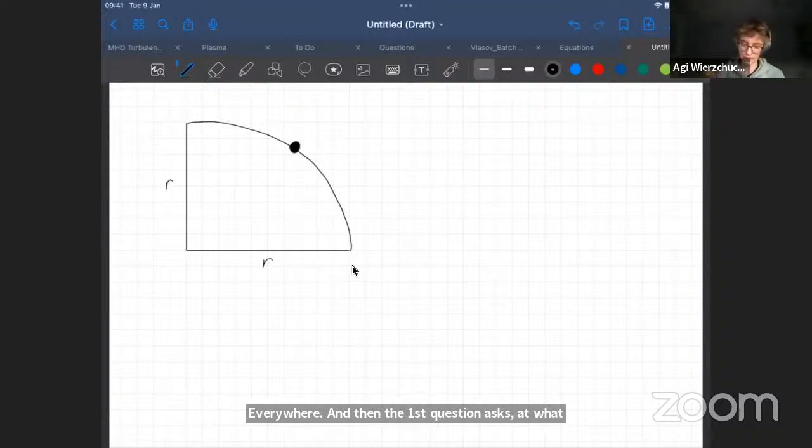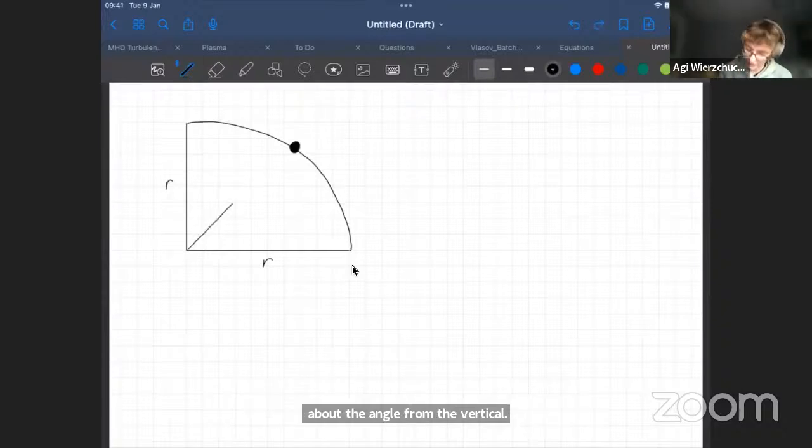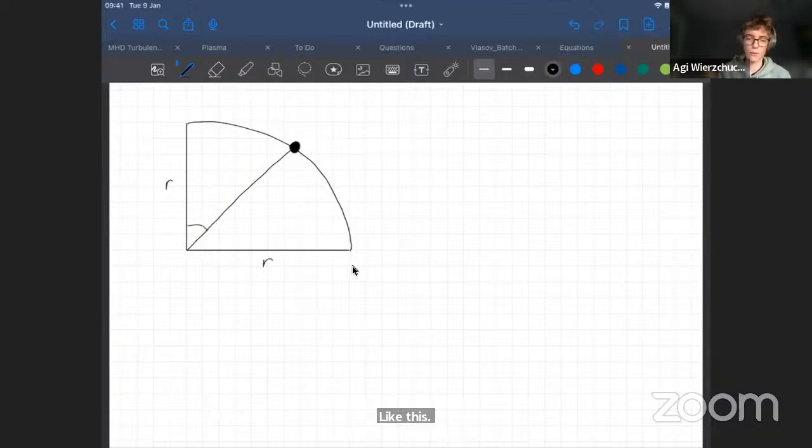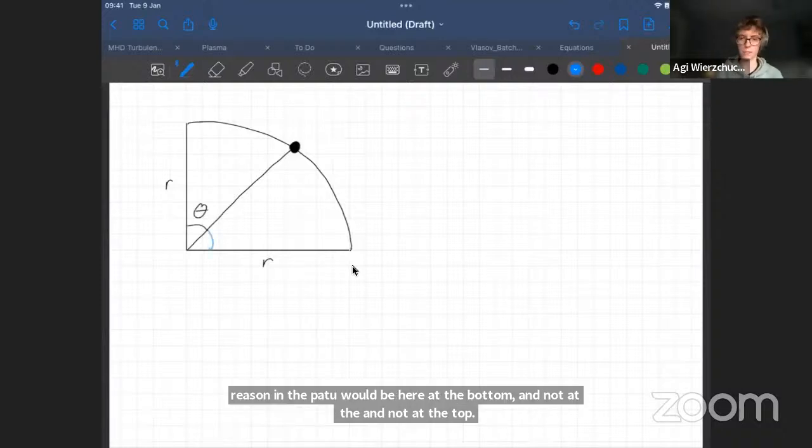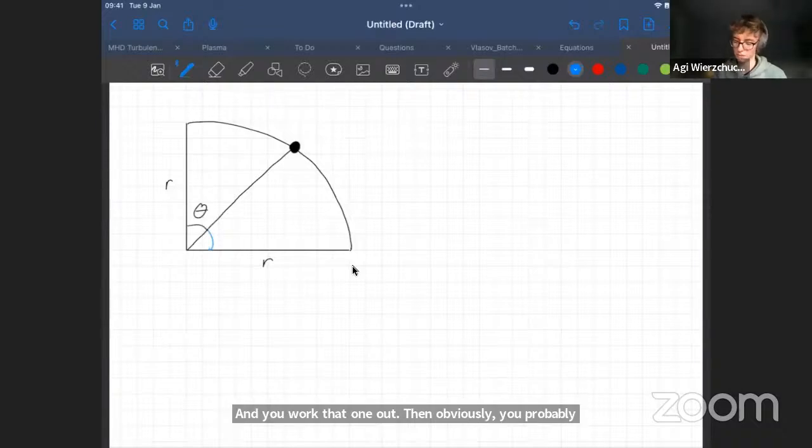hemisphere? So let's put all the angles in. It talks about the angle from the vertical, like this, and we have this to be theta. If, for some reason in the PAT, you thought that the angle would be here at the bottom and not at the top, and you work that one out, then you probably lose like 1 mark. So no stress if you don't know exactly what angle they mean.